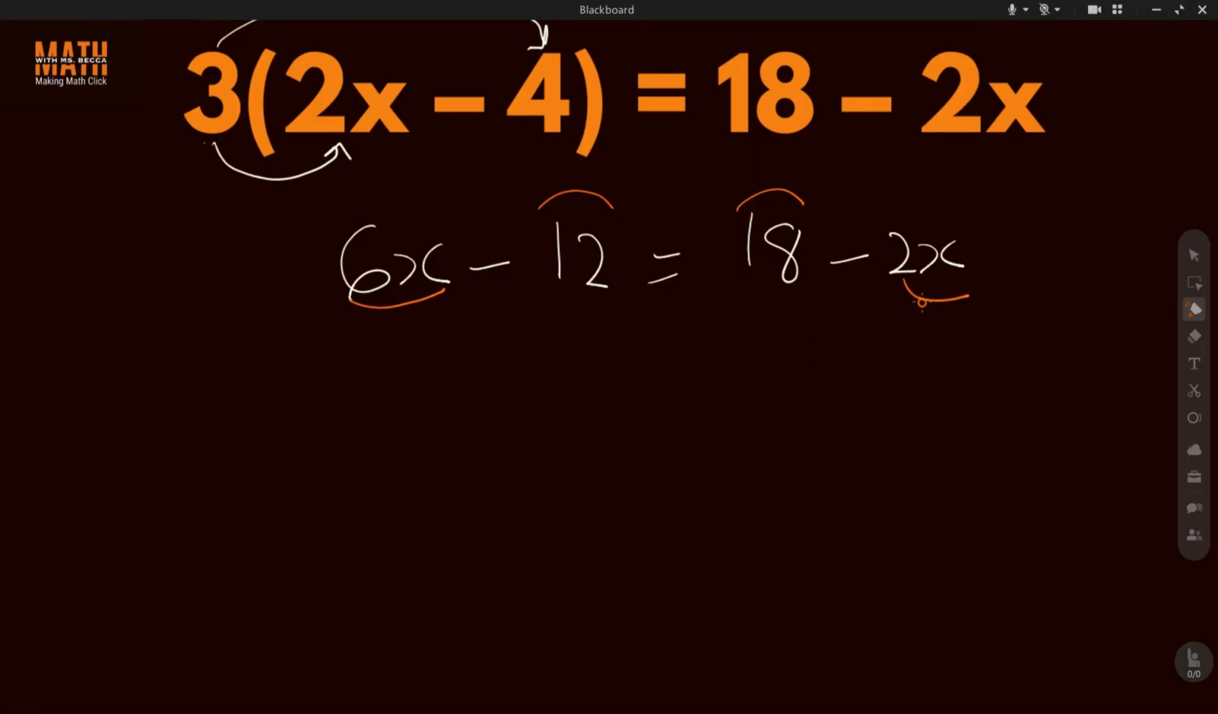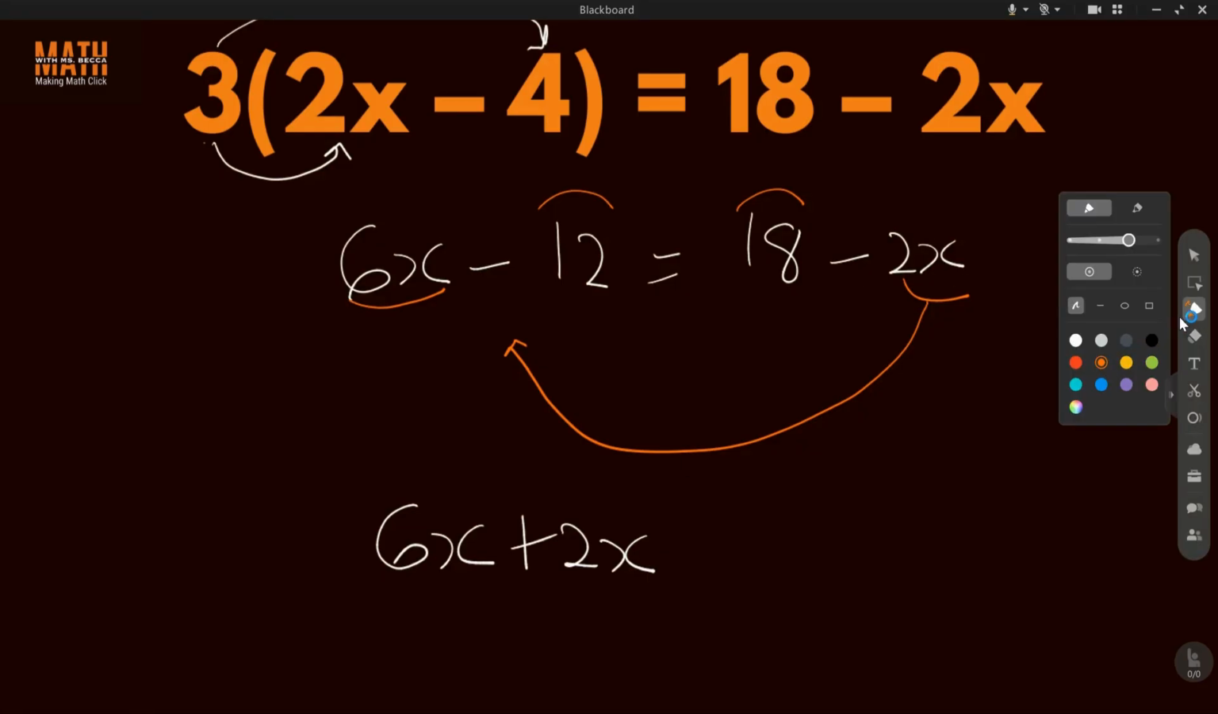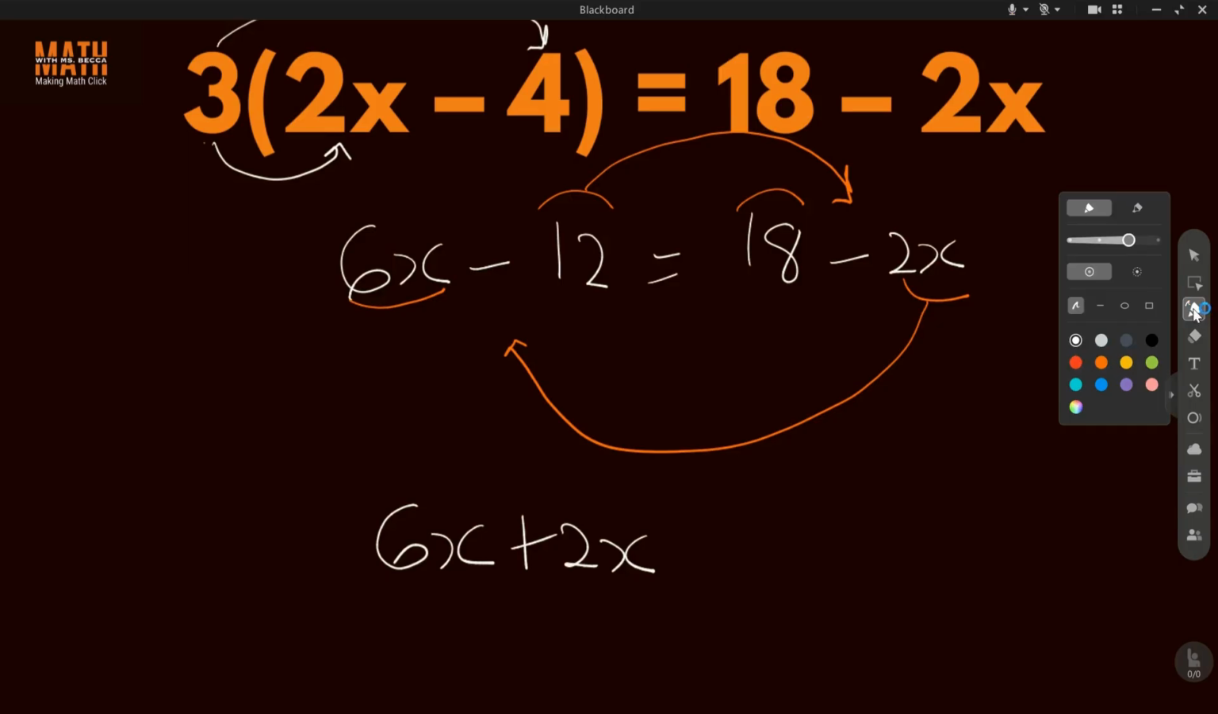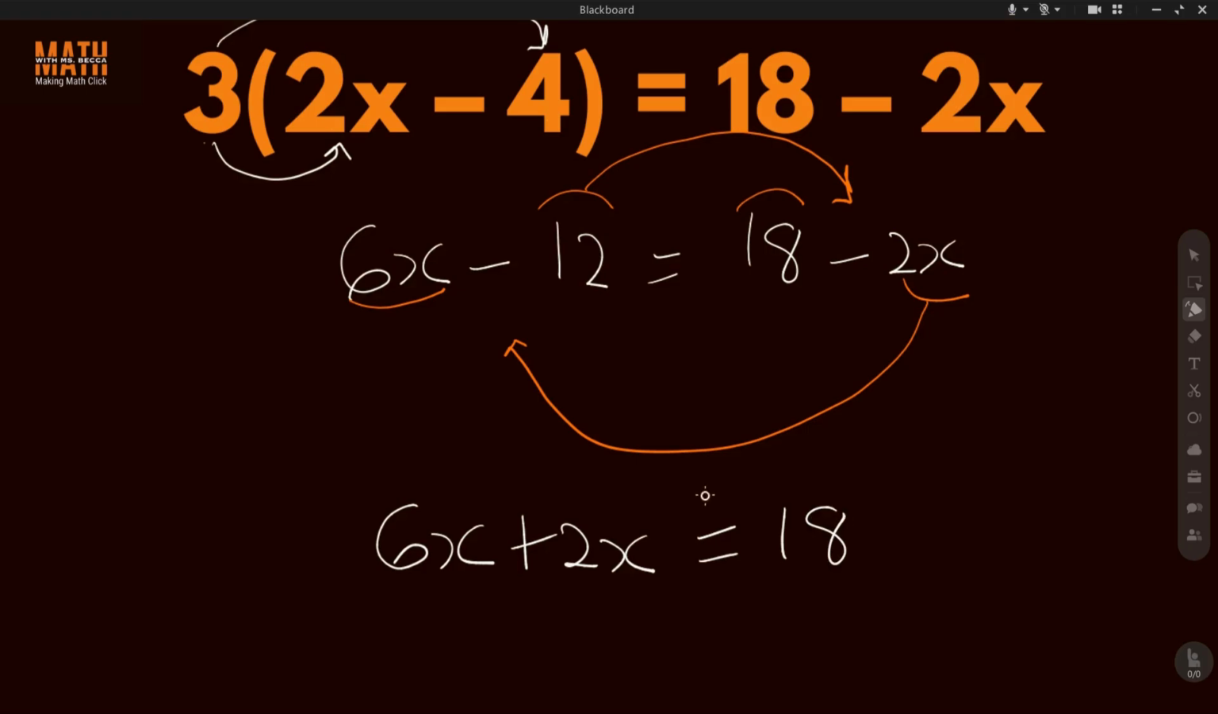So let's bring 2x. Let's take it from this side to this other side. Since it has a negative sign in front of it, when it moves to the other side, it becomes positive. That means we'll be having 6x plus 2x. And now we have negative 12 on the other side too. So let's also move the negative 12 to the other side, so here we have equals, and this will be equal to 18. When negative 12 moves to the other side, it becomes positive 12.